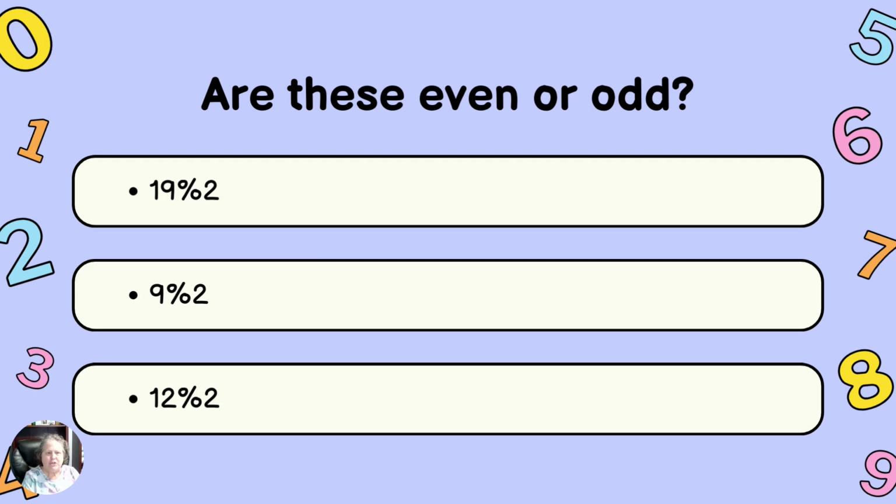So let's practice finding the modulus and seeing if a number is even or odd. Look at the first example. Remember, to find even or odd, you divide by 2. You can only have a remainder of 0 or 1, even or odd. Divide 19 by 2. What is the remainder? Remember, if the remainder is 0, the number is even. If it is 1, the number is odd. What is the remainder when you divide 9 by 2? In the third example, what is the remainder when you divide 12 by 2?